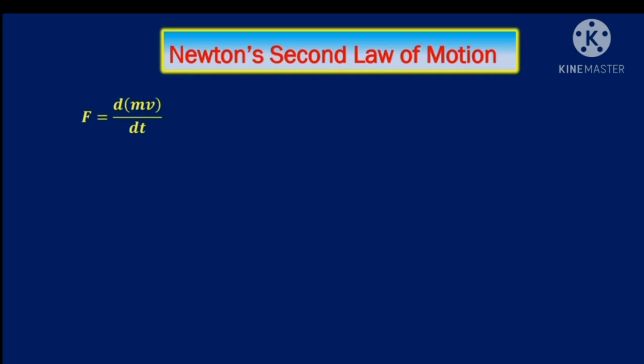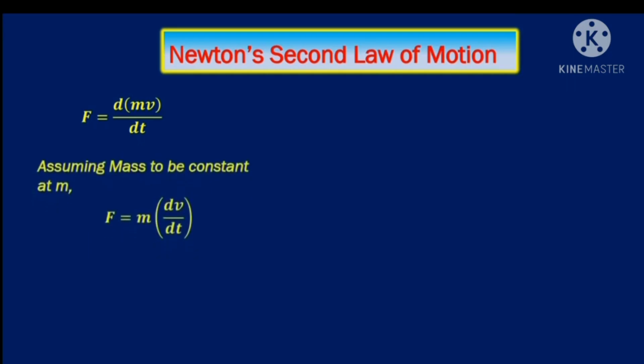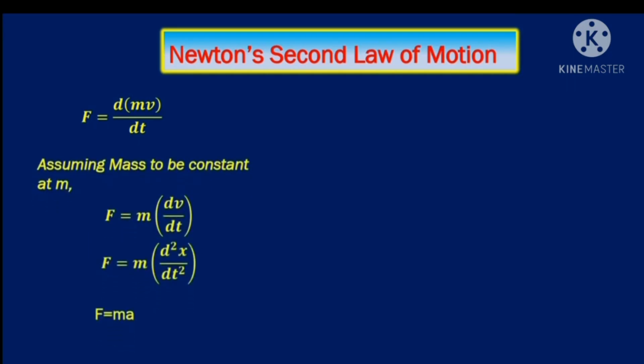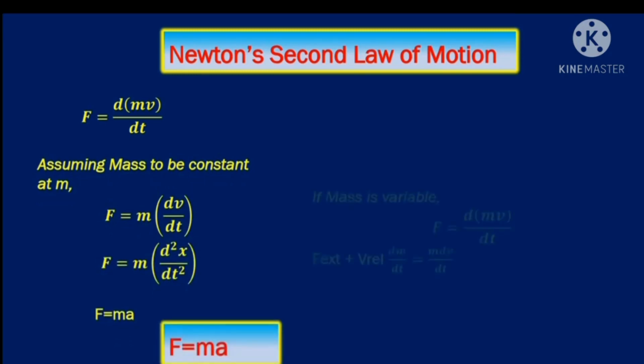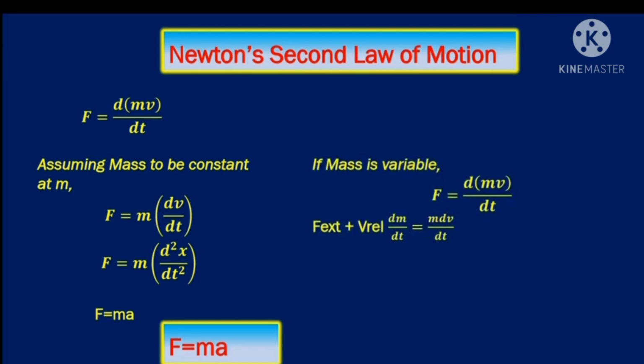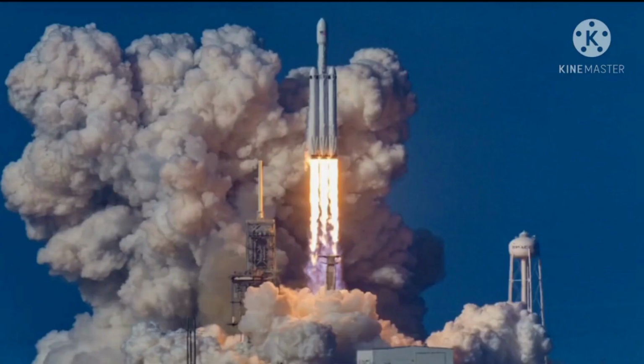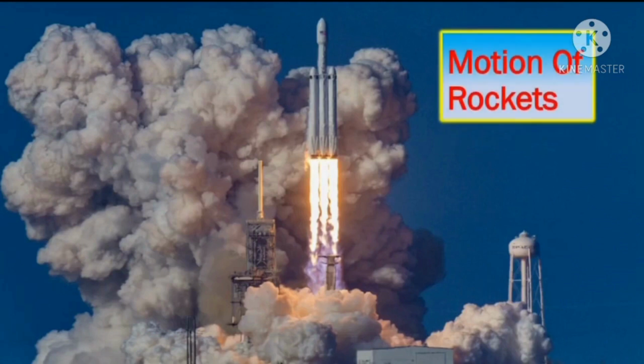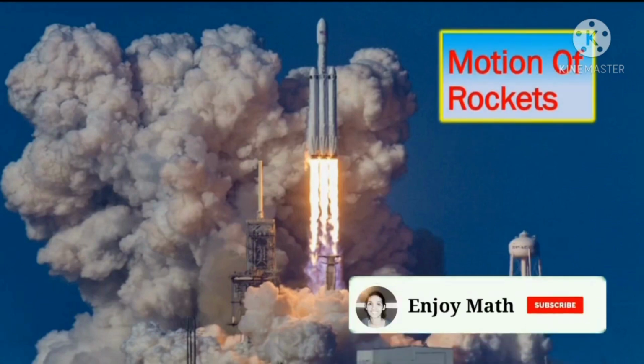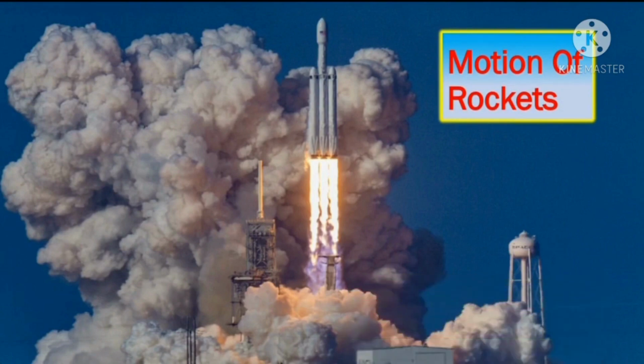Friends, there are 2 scenarios to this. If we assume the mass of the object to be constant, then we get the well-known formula that force is mass into acceleration. However, if the mass is variable, that is either it's increasing or decreasing with respect to time, here is the differential equation that we will be using. The variable mass equation is very useful to study the motion of rockets because the mass of a rocket is decreasing with time as fuel is burnt and propellants are being expelled.